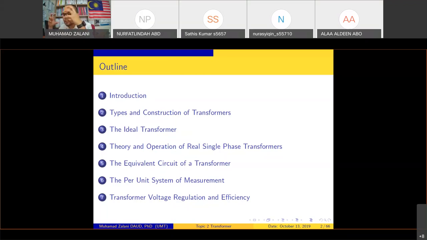But actually, in the real world, we have not only single phase, but also 2-phase and 3-phase transformers. But in this case, the real transformer to be discussed in topic 2.4 is the single phase transformer.